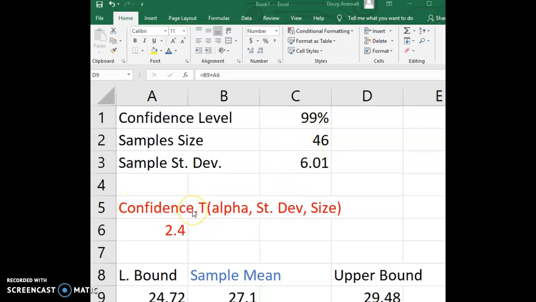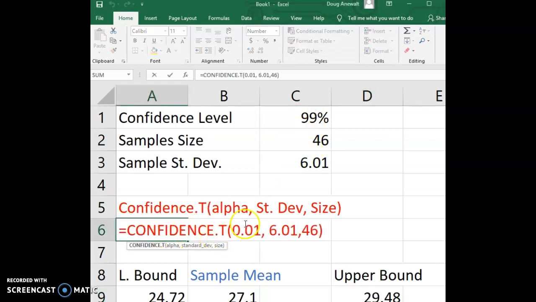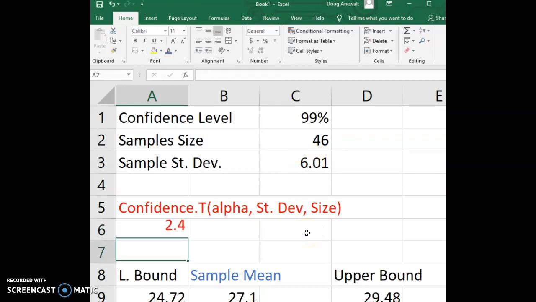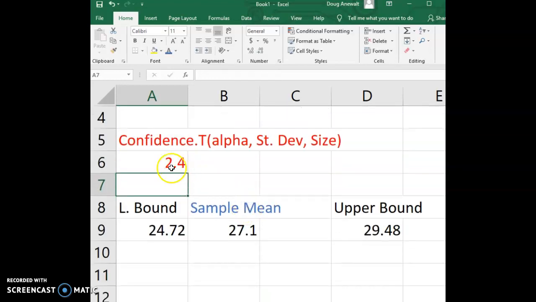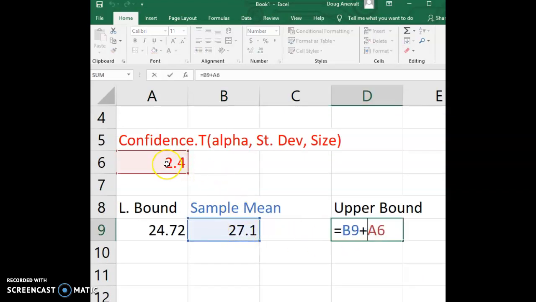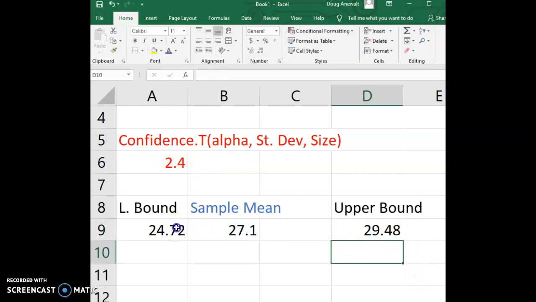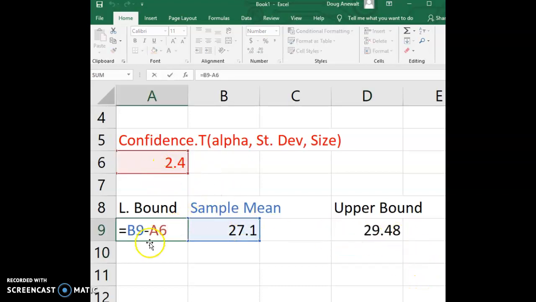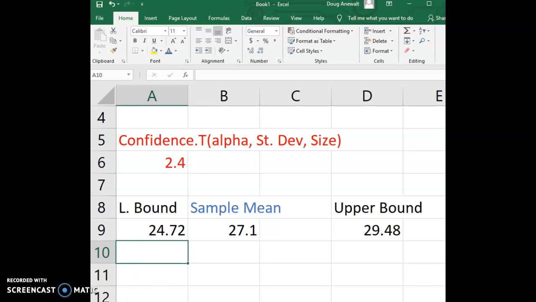This formula in Excel will give us the margin of error. 99% confidence level means 1% in the tails, so alpha is 0.01. The standard deviation for our sample, you enter next. And then the sample size is your last argument. And that gives you the margin of error. Our sample mean is always in the very middle of our confidence interval. The sample mean plus the margin of error is the upper bound. The sample mean minus the margin of error is the lower bound.